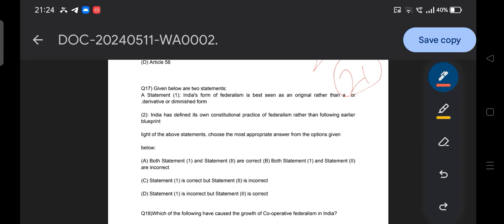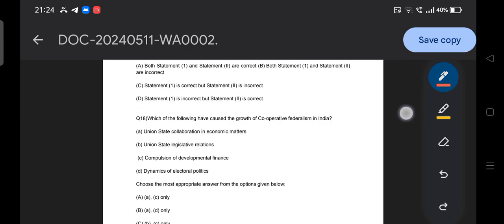So the first statement is correct, and the second statement: India has defined its own constitutional practice of federalism rather than following an earlier blueprint. Earlier blueprint means what? The British. We are not supposed to follow the British process of ruling. Right now we have our own constitutional practice, so the second statement is also correct, and your answer would be that both first and second are true. So option A is the answer.